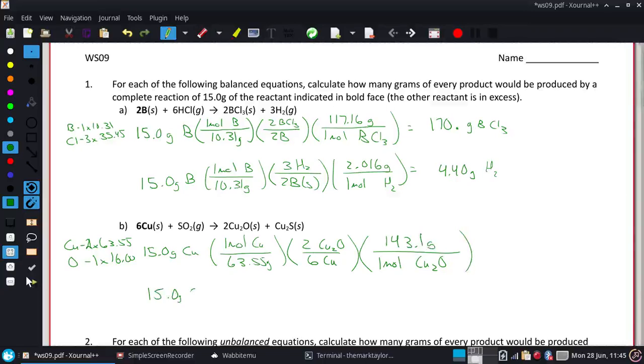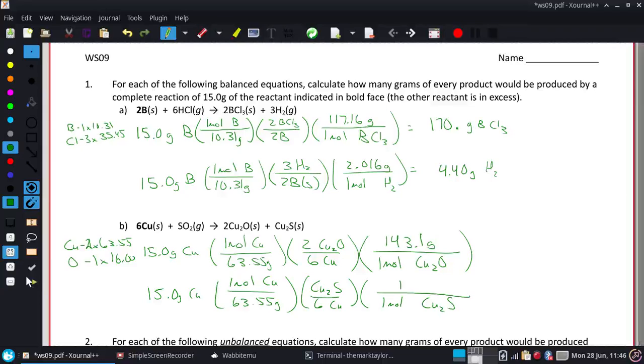And then 15 grams of copper, 1 mole of copper to 63.55 grams. Now we're going to go those 6 coppers into 1 Cu2S, copper 1 sulfide. And 1 mole of copper 1 sulfide is 159.16. Similar calculation. Just adding about double the mass because sulfur is 32.06 grams.